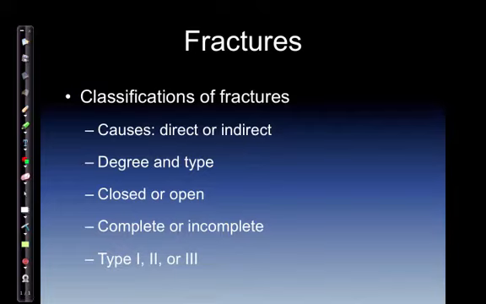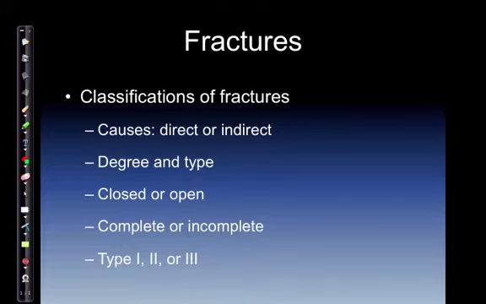It can be closed or open. A closed fracture, bone remains within the limb. An open fracture, the skin has been breached. A complete fracture is a displaced fracture, so the bone has come apart. Or an incomplete would be, an example of this would be a greenstick fracture. And these come in types as well.